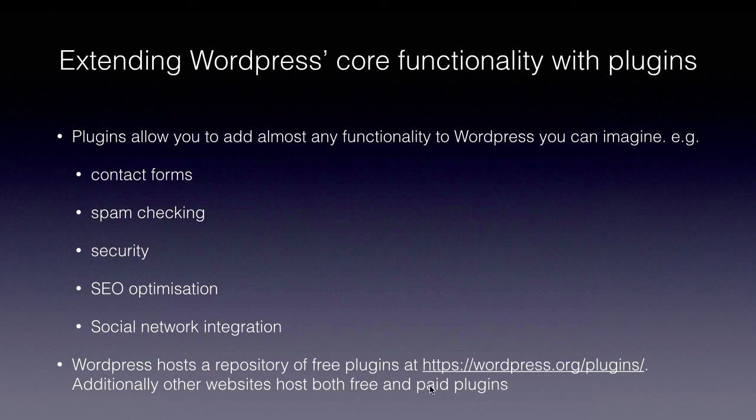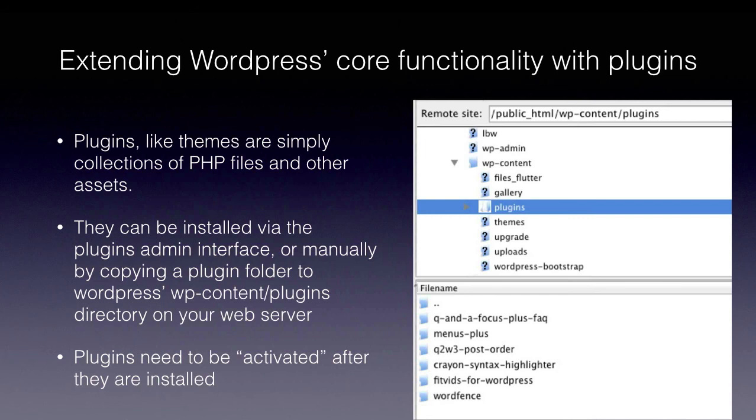WordPress hosts its own repository of free plugins at wordpress.org/plugins, and additionally, there's other websites that offer both free and paid versions of plugins. And again, you could make a very good career out of just creating and selling plugins for WordPress if you wanted. Plugins, like themes, are simply collections of PHP files and other assets, and they can either be installed via the plugins section of the admin interface, or you can drag a plugin's folder to the wp-content/plugins directory.